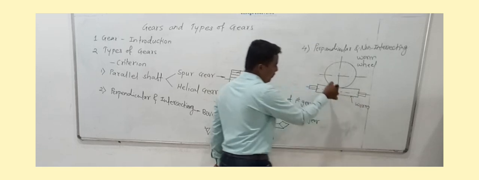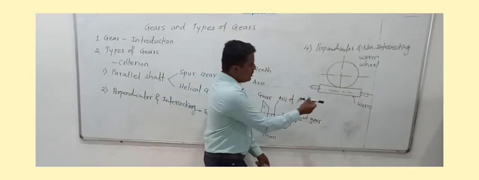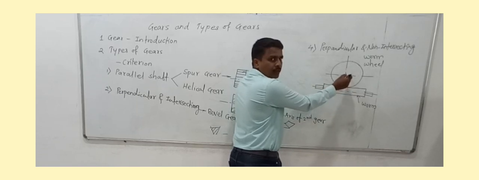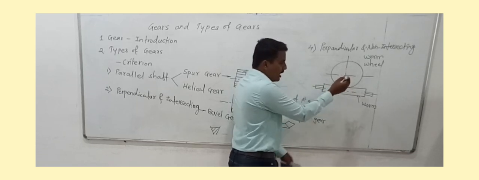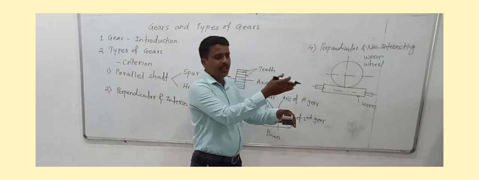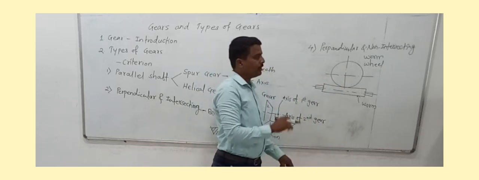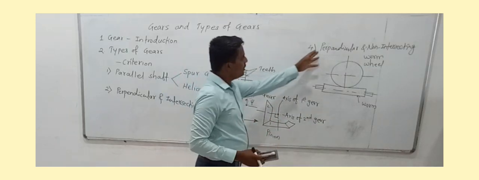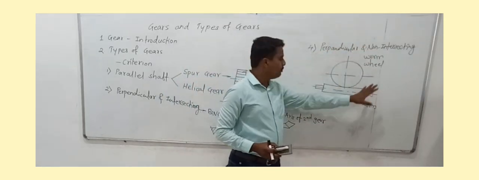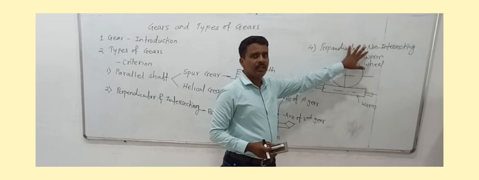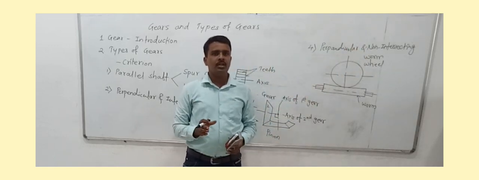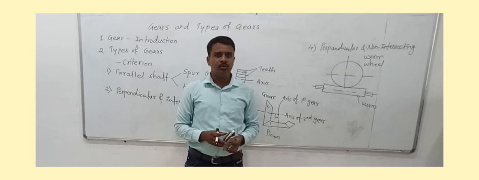In case of worm and worm wheel, this is the axis of the worm and this will be the axis of the worm wheel. These two axes have a 90 degree angle between them, but they are not intersecting. That's why the name is given as perpendicular and non-intersecting gears. So worm gears fall under this category. This is all about the gear definition and types of gears. Thank you all of you.